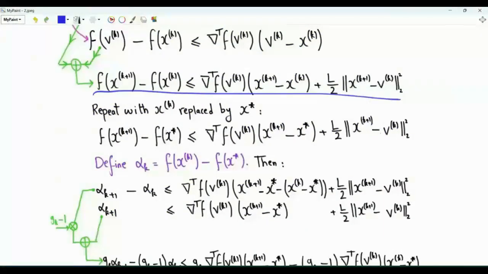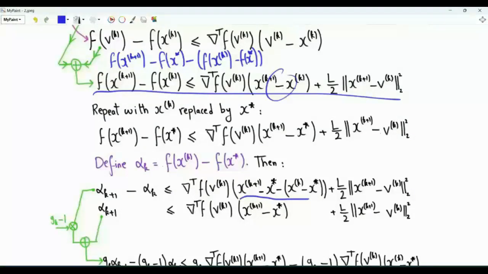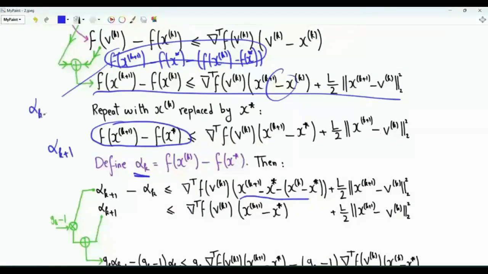Let's do a minor modification to this inequality. The left-hand side can be rewritten as f of x of k plus 1 minus f of x star minus, between brackets, f of x of k minus f of x star. We can also subtract and add x star in this bracket. Let's define alpha of k to be f of x of k minus f of x star. Using this definition, this left-hand side becomes alpha of k plus 1, and that left-hand side becomes alpha of k plus 1 minus alpha of k. These are the two inequalities we have developed.